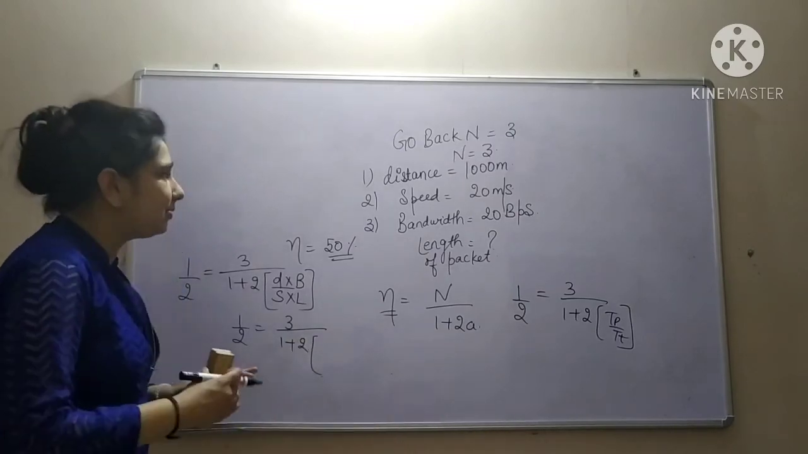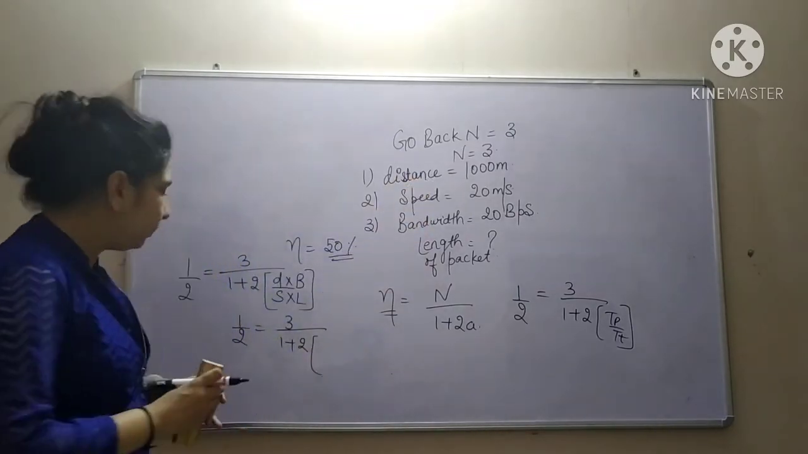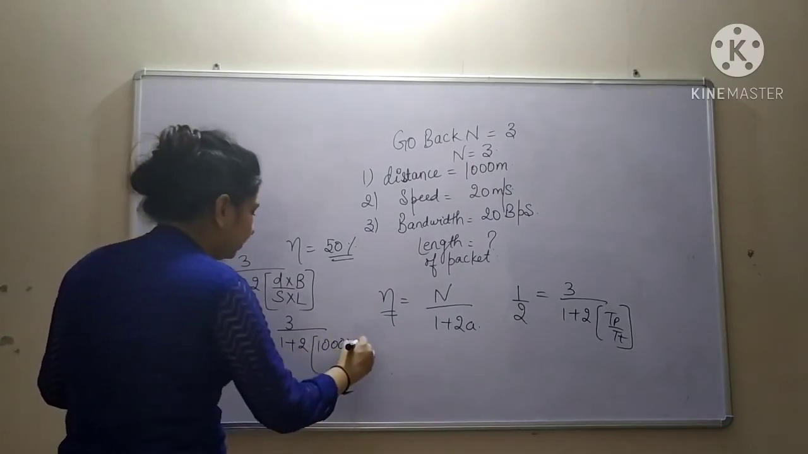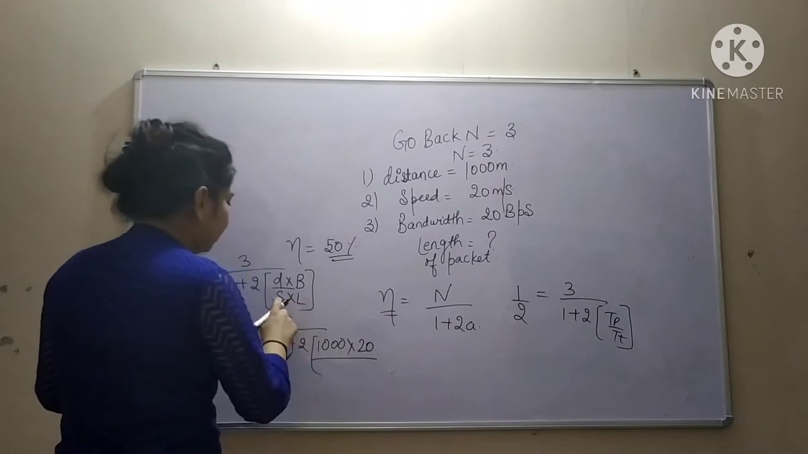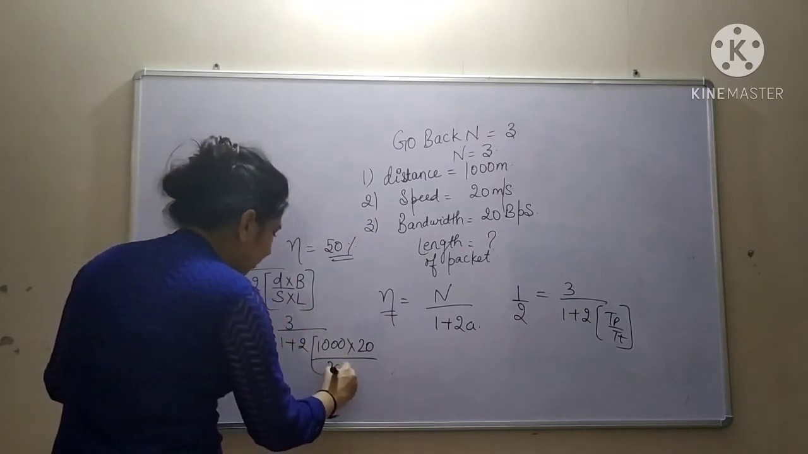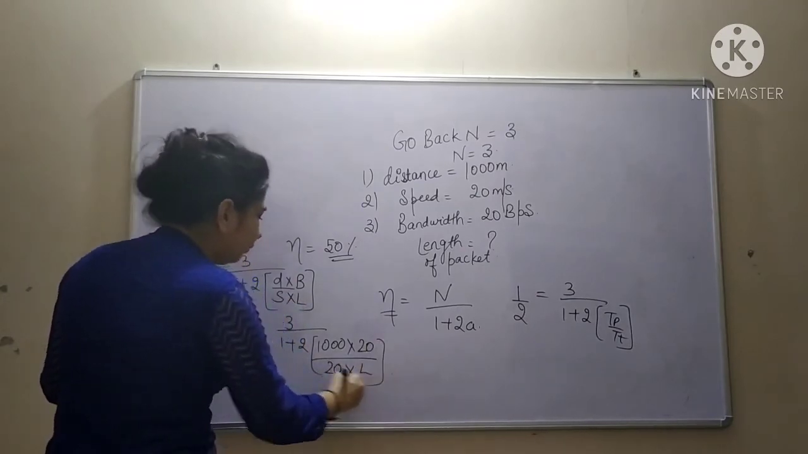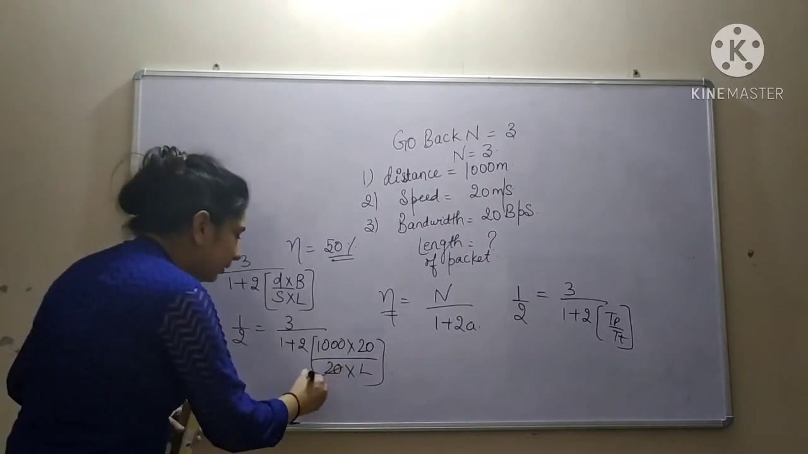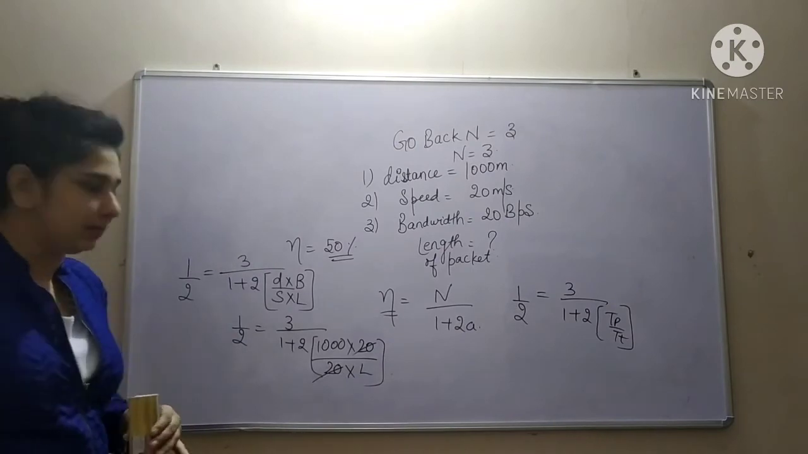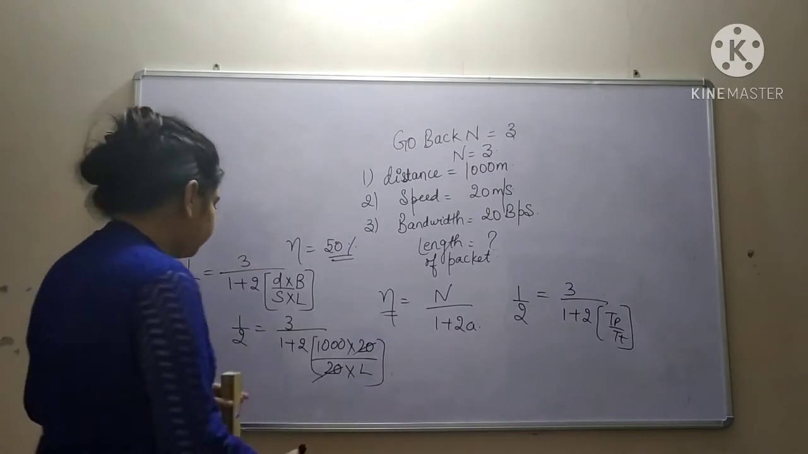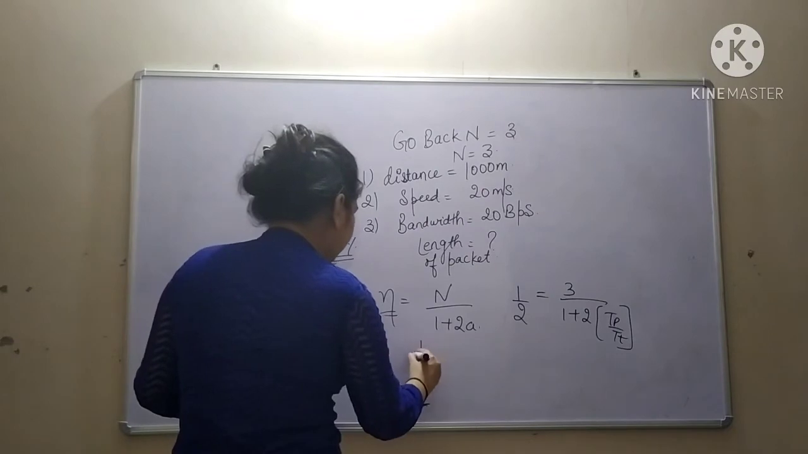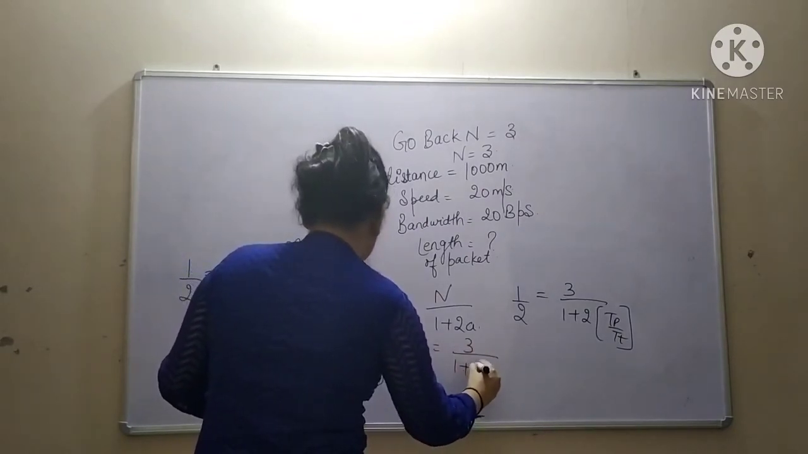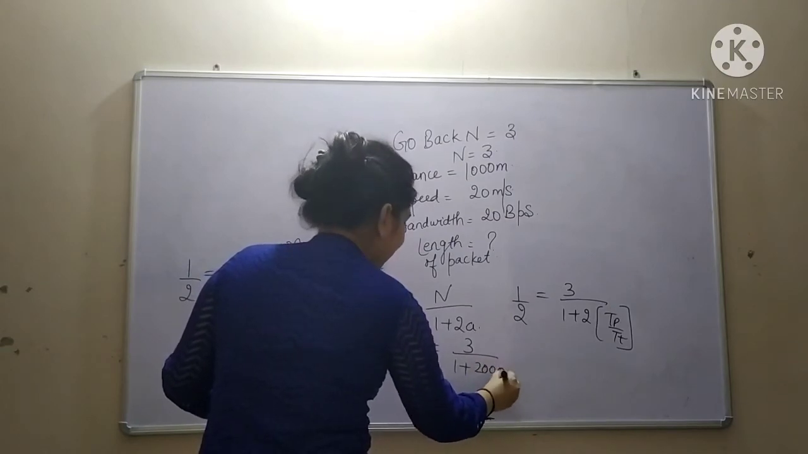What is distance? Distance is 1000 meter. So 1000. What is the bandwidth? 20 bytes per second. What is the speed? 20 meter per second, into length. We have to determine the length of the packet. So this 20 and this 20 get cancelled. Okay. So 1 upon 2 is equal to 3 by 1 plus 2000 divided by L.